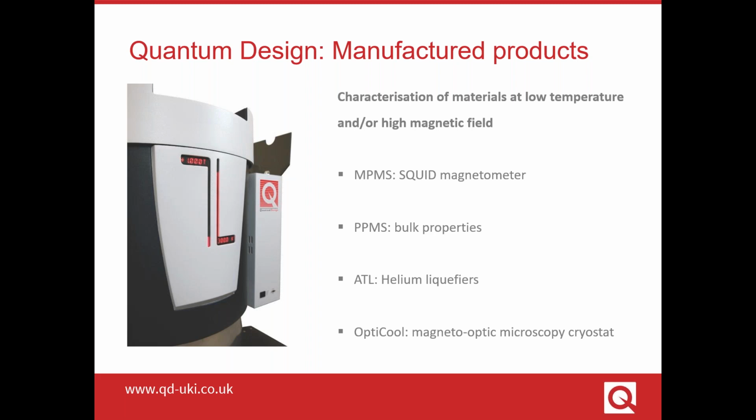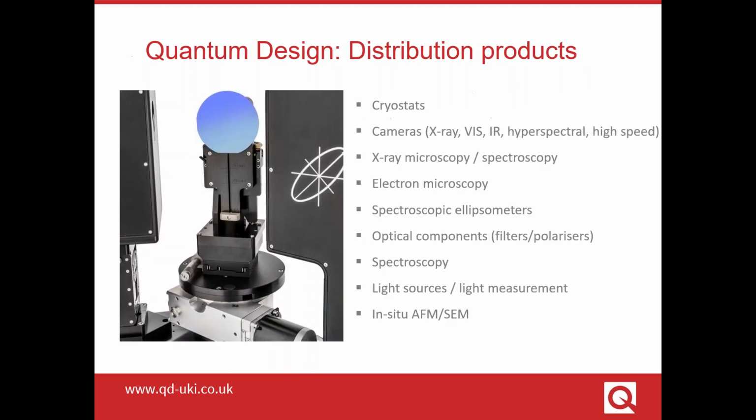Also, some more universal products that we manufacture in San Diego. Our most recent systems include a range of helium liquefiers for the recovery or recycling of helium. And our newest product is the OptiCool, an ultra-low vibration 1.7 Kelvin, 7 Tesla magneto-optic cryostat designed for microscopy experiments.